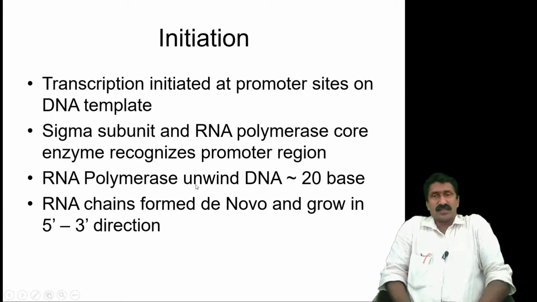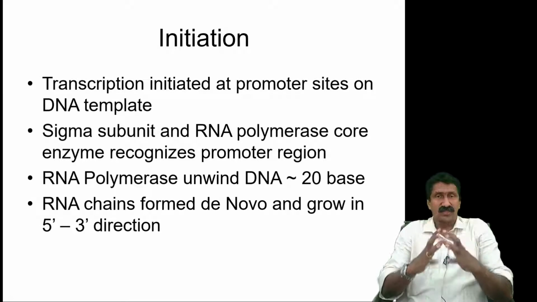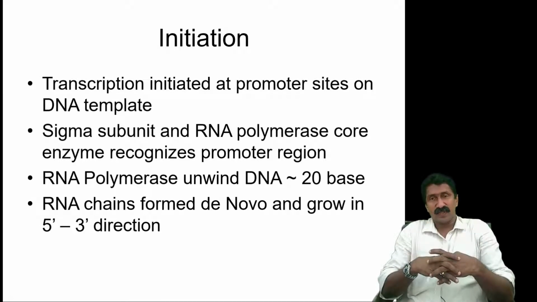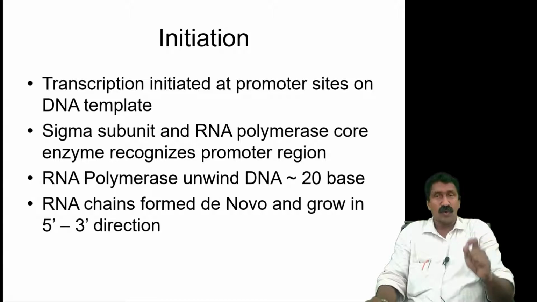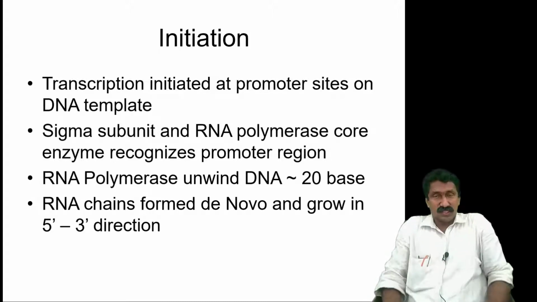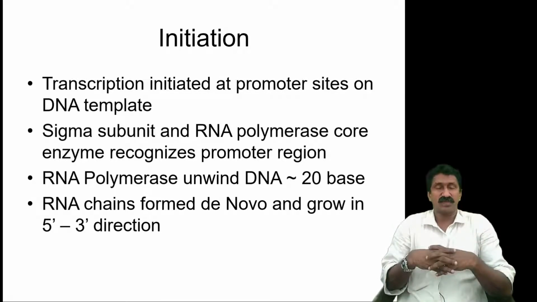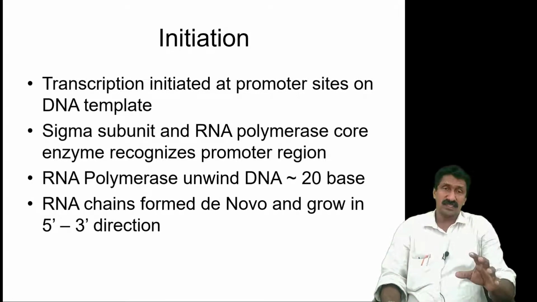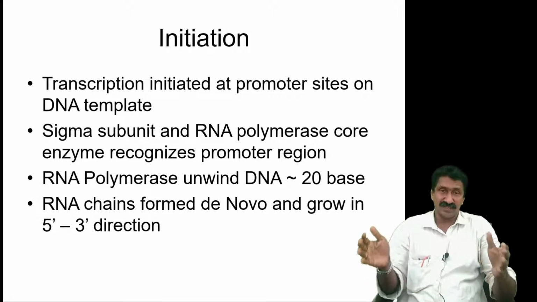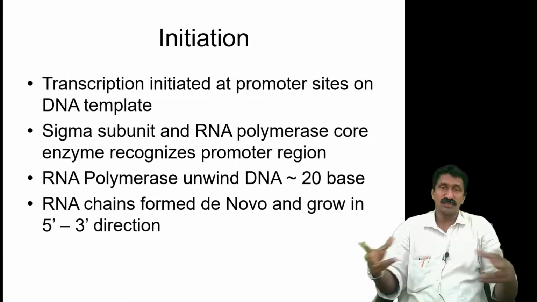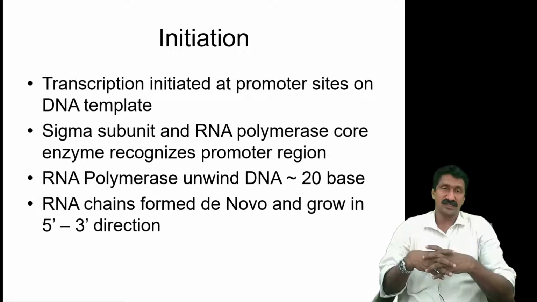So in case of initiation, as we mentioned, the transcription is initiated at the promoter sites on the DNA template. The sigma subunit and the RNA polymerase core enzyme recognize the promoter region. Without the sigma subunit, this promoter region, specifically the +1 region, cannot be specifically recognized by the core enzyme. The RNA polymerase unwinds the DNA about 20 base pair lengths. So that is the region of the transcription bubble. About 20 base pairs of unwound DNA is the transcription bubble.